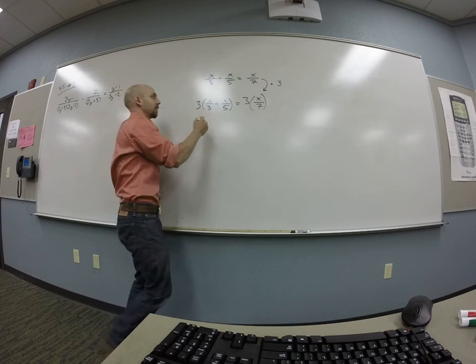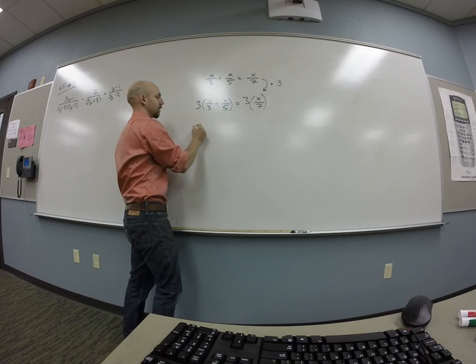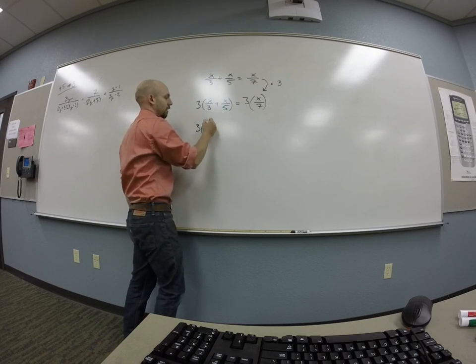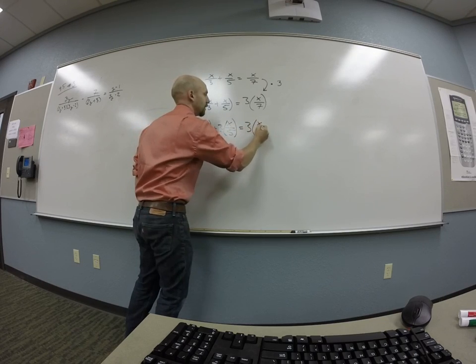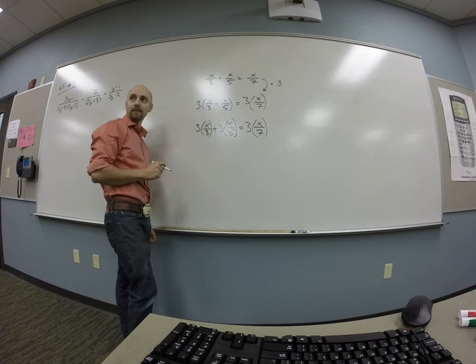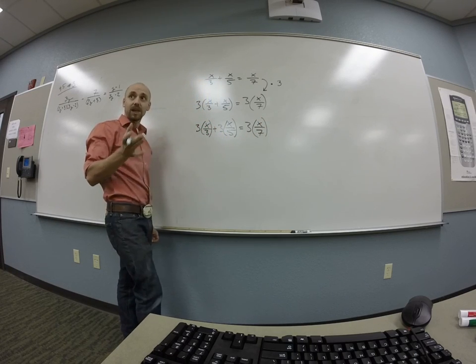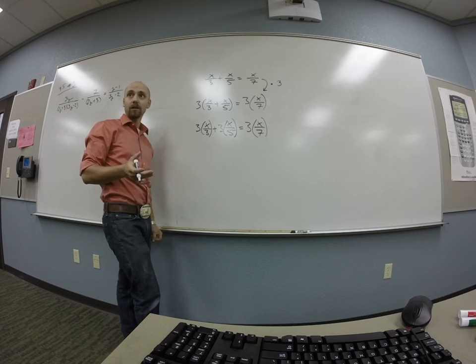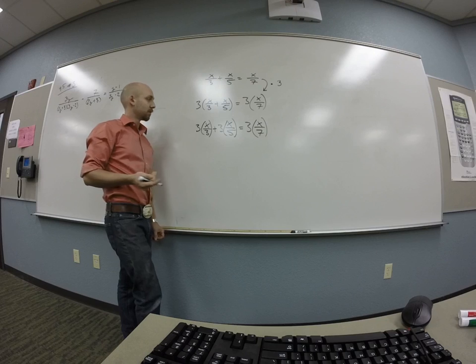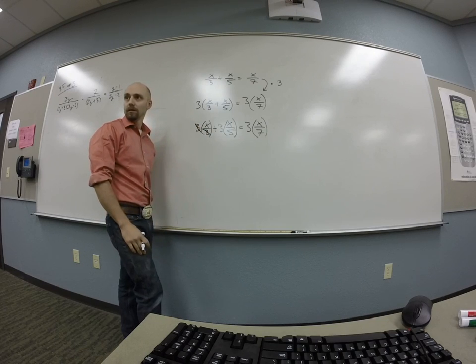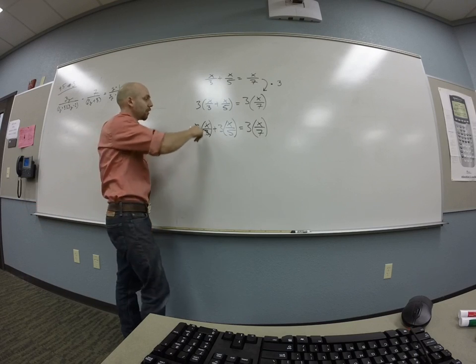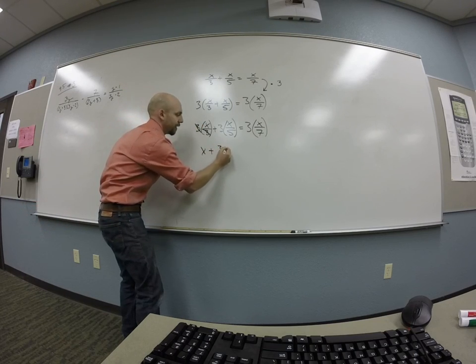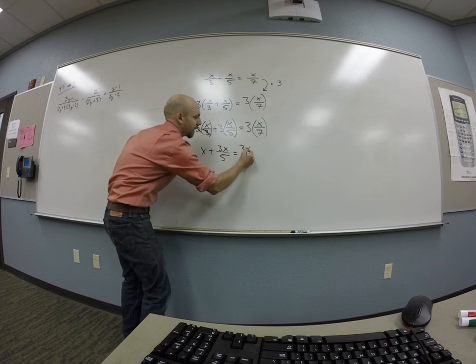So you multiply by 3, distribute the 3 in, right? You'll get 3 times x over 3 plus 3 times x over 5 equals 3 times x over 7. Just scary because there are lots of fractions, right? But what cancels? The 3's cancel. You already did it, so why do it again? So here I've got x plus 3x over 5 equals 3x over 7, right?